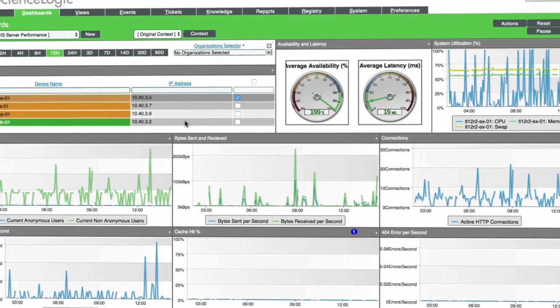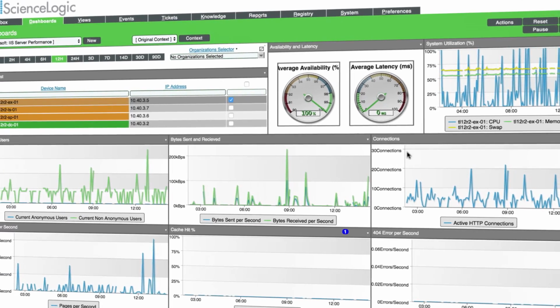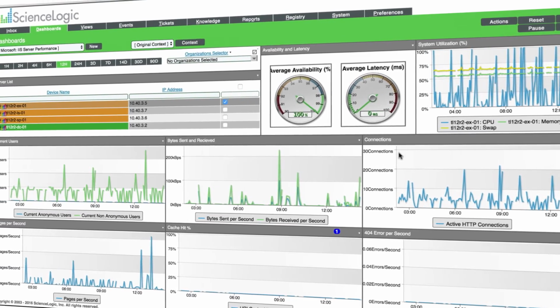Without the right tools, it's impossible to keep track of what exists in today's dynamic IT universe and how it all works together. ScienceLogic makes it possible with a single, unified platform that automatically and intelligently discovers and tracks all of your IT resources across the full breadth of your technologies and vendors at all times.